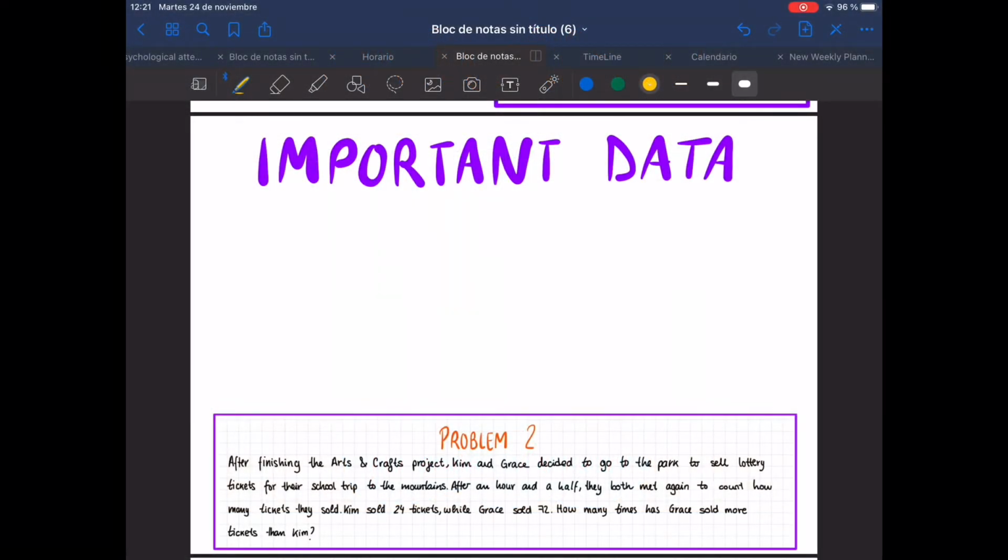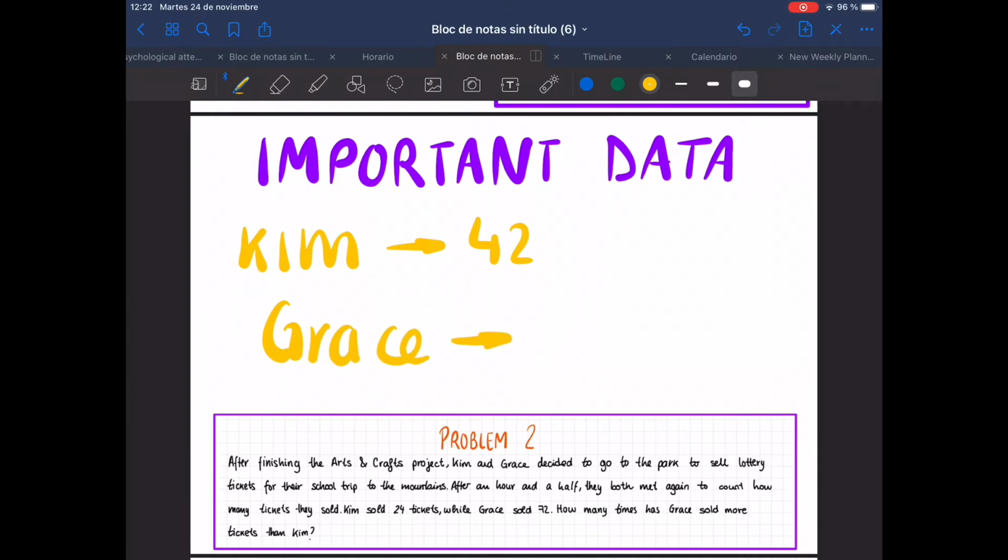Problem 2. After finishing the arts and crafts project, Kim and Grace decided to go to the park to sell lottery tickets for their school trip to the mountains. After an hour and a half, they both met again to count how many tickets each one had sold. Kim sold 42 tickets, while Grace sold 72. How many times has Grace sold more tickets than Kim?